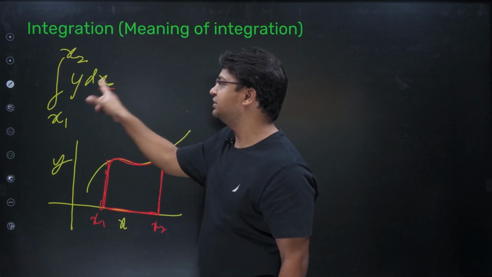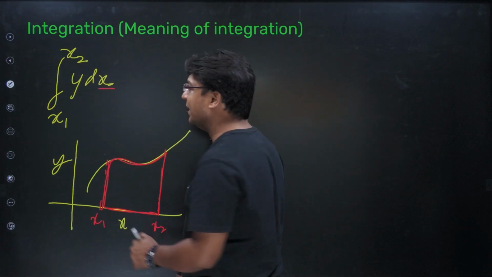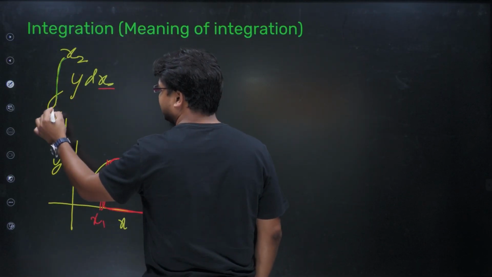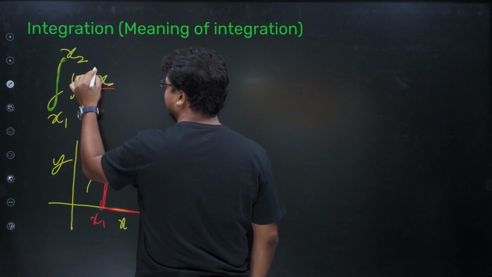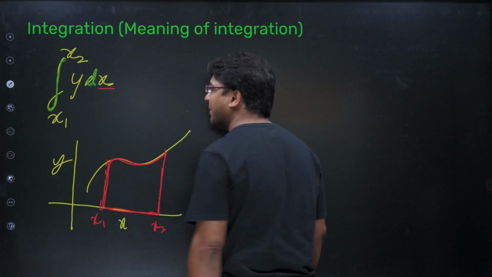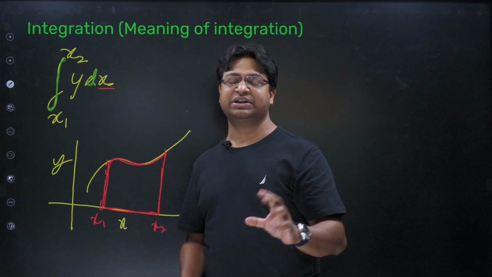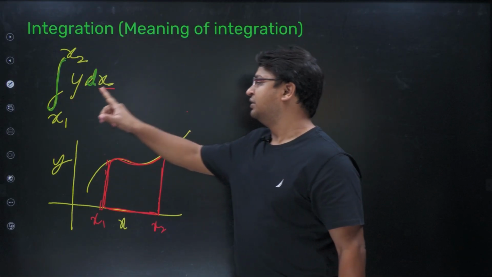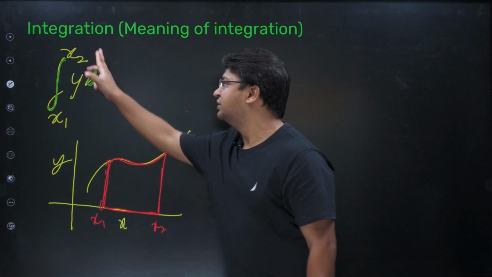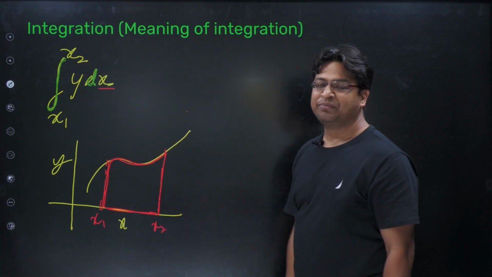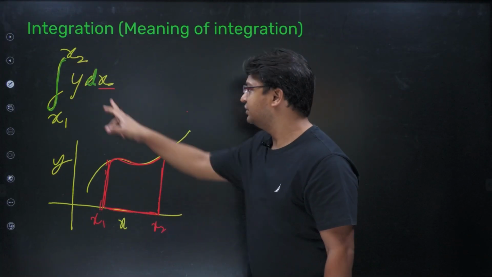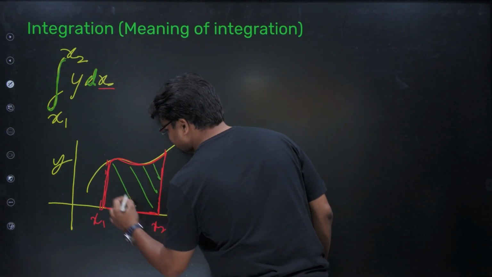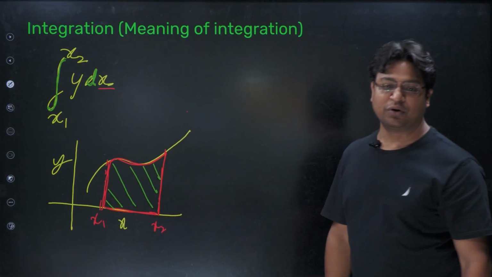You see four things here. Apart from the mandatory symbols, what are the mandatory symbols? This f was the mandatory symbol, this d was the mandatory symbol. Apart from this, you see four entities in the integral sign. The function, which is this graph, the lower limit, which is this line, the upper limit, which is this line, and the x-axis. So there is an area which is bounded by these four boundaries.